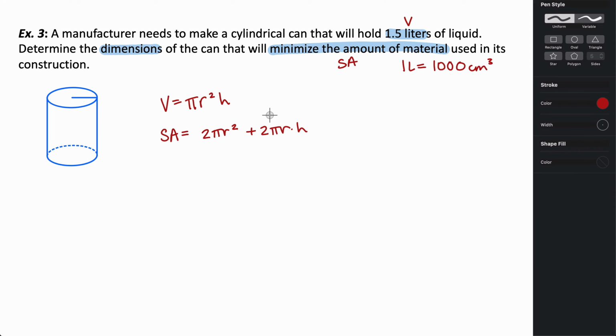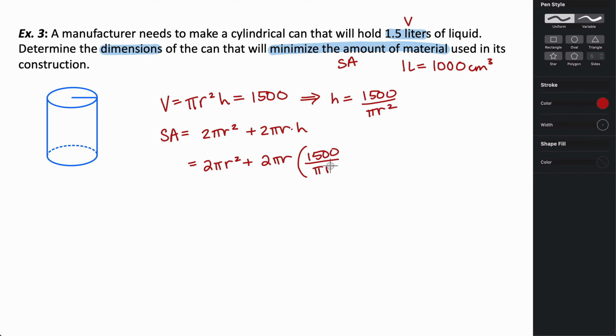Now, in this case, we're trying to minimize the surface area. Because the r's show up multiple times, we probably want to try and get rid of this h here. So we can set this equal to our volume that we know. The volume is 1,500, and try and isolate h. In doing this, we get that h would equal 1,500 divided by pi r squared. So we can substitute this in for h here. So we get that the surface area is 2 pi r squared plus 2 pi r times 1,500 divided by pi r squared. So we can do some simplifying.